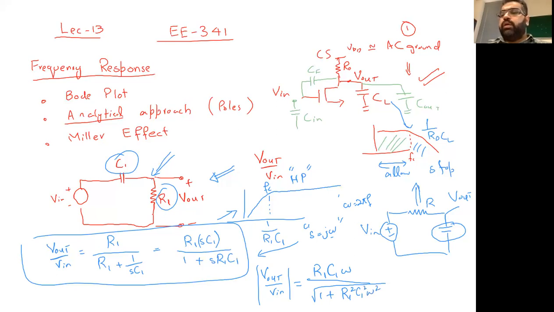So now you have the relation, and what we can observe at a higher frequency is that this 1 will be very much less compared to R1 square C1 square omega square. So this will be equivalent to R1 square C1 square omega square, which will cancel out with the numerator, and V out will be equivalent to V in, a gain of 1 at high frequency. So at high frequency, everything is being passed, whereas at lower frequency, the signal or the gain starts getting reduced. That's the basic concept we are interested in.